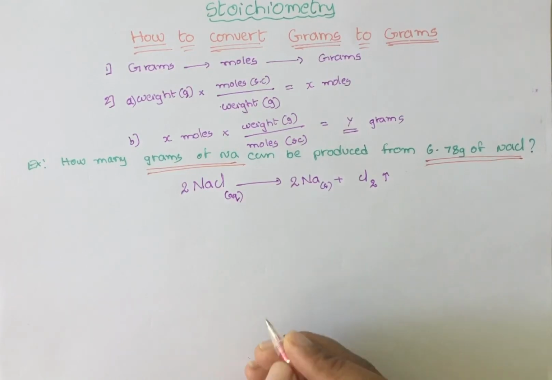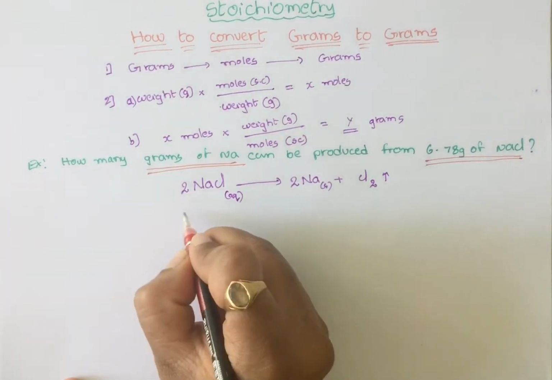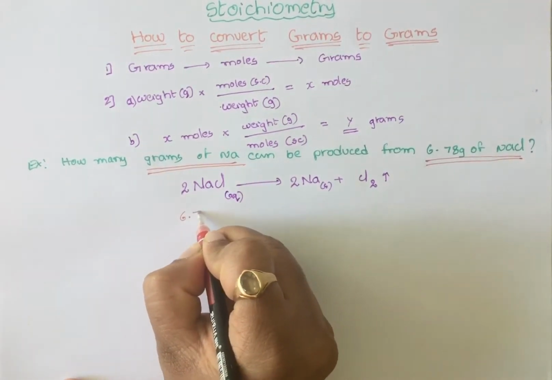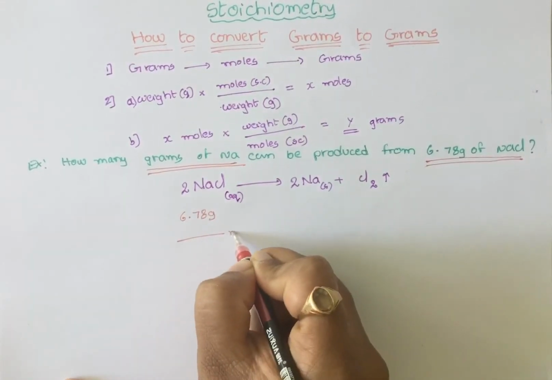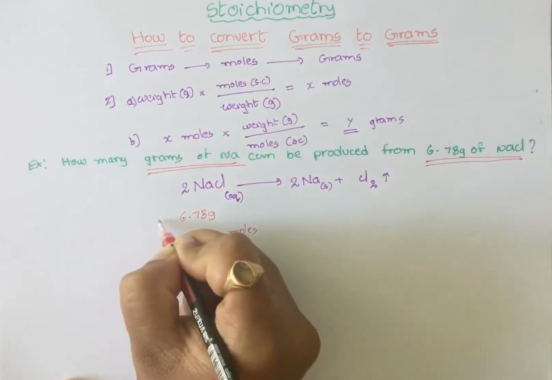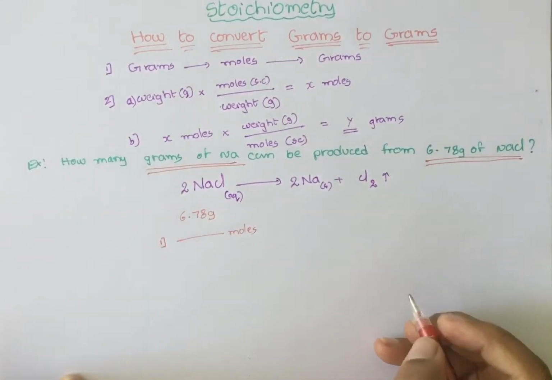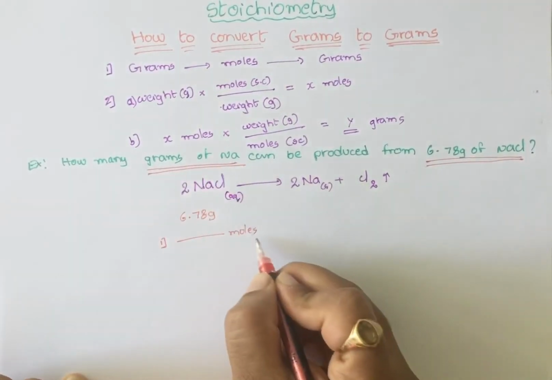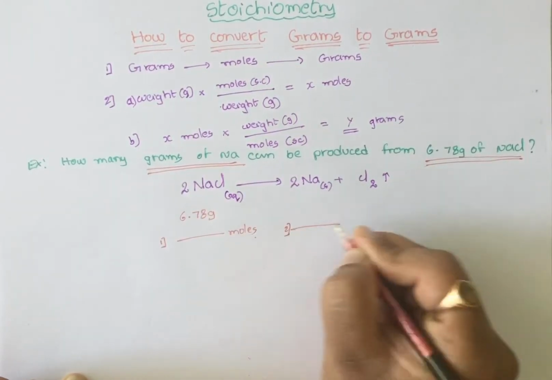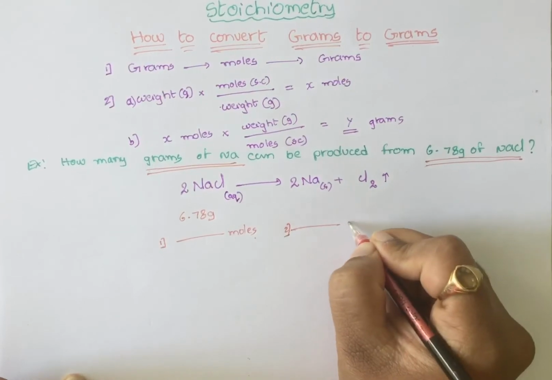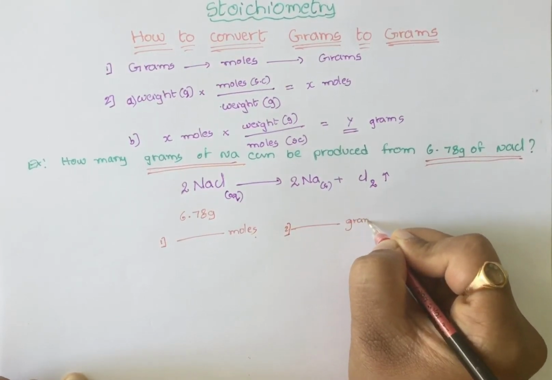Now let us solve this one. What have they given here? They have given 6.78 grams. First step, you have to convert these grams to moles. This is the first step. Second step, you have to convert these moles into grams of sodium. This is the second step. So that will be your answer.